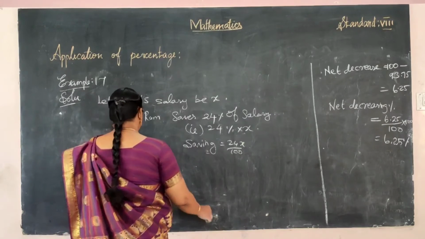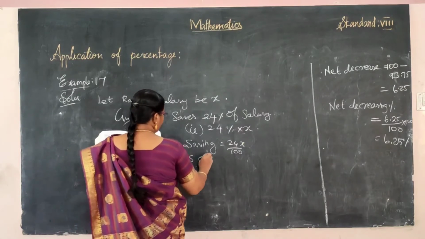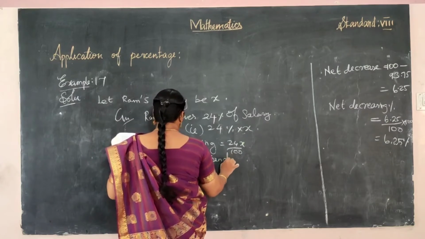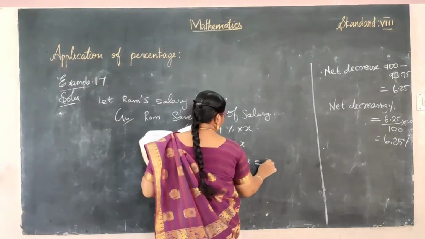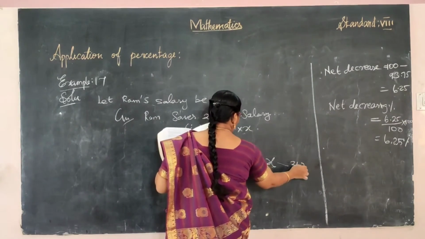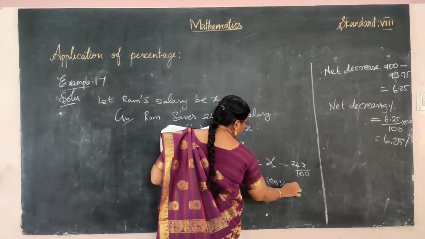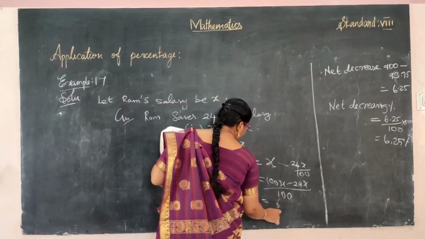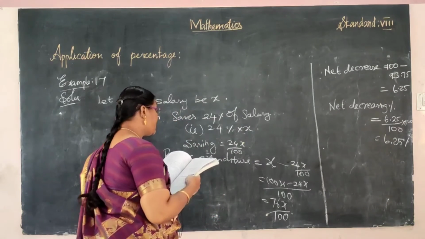And then expenditure. We calculate Ram's expense. Expenditure is equal to the whole, which is the salary, minus the saving amount. Subtract and we get the expenditure. So 100x minus 24x by 100. So we get 76x by 100, which is Ram's expenditure.